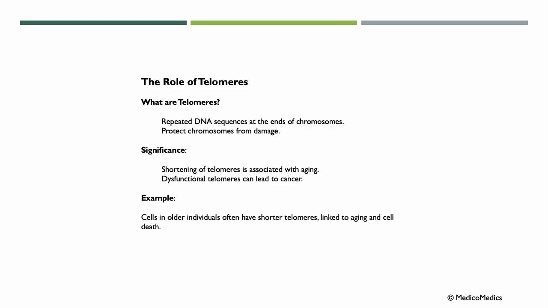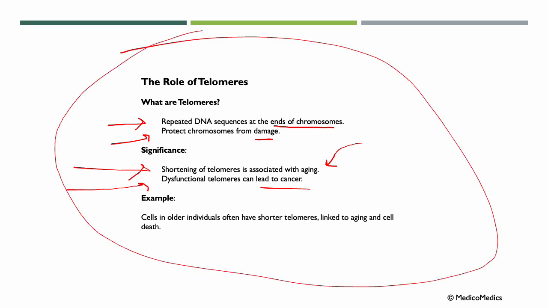Now, what are telomeres? So these are repeated DNA sequences at the end of chromosomes, and they help in protecting chromosomes from damage. Their significance: shortening of telomeres is associated with aging. Dysfunctional telomeres can lead to cancer. So think of telomeres essentially as a protective structure for your chromosomes. An example: cells in older individuals often have shorter telomeres, and this is linked to aging and cell death.